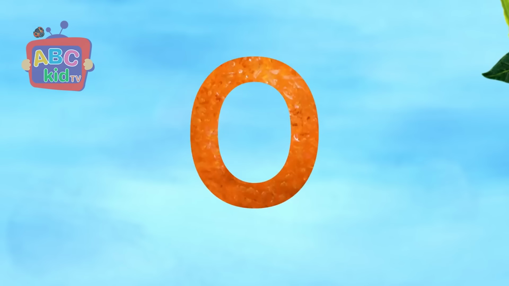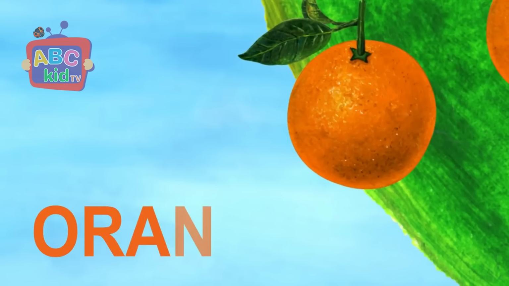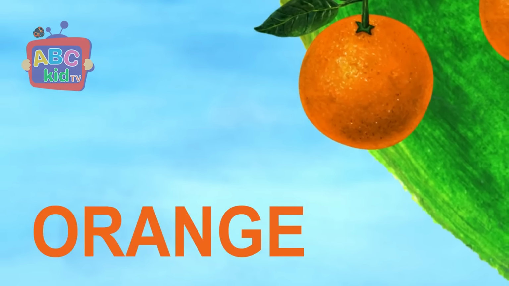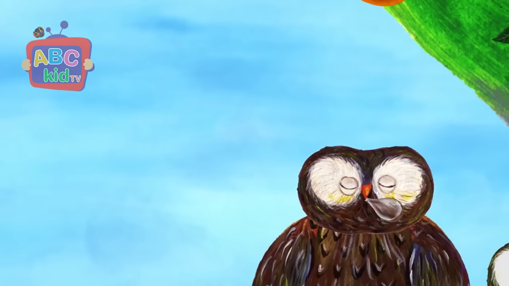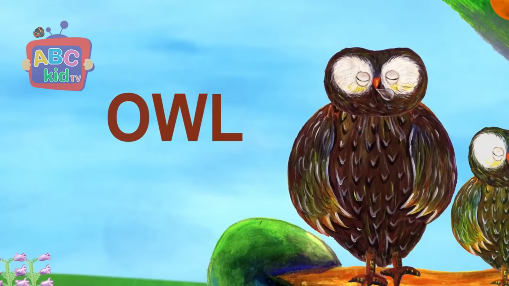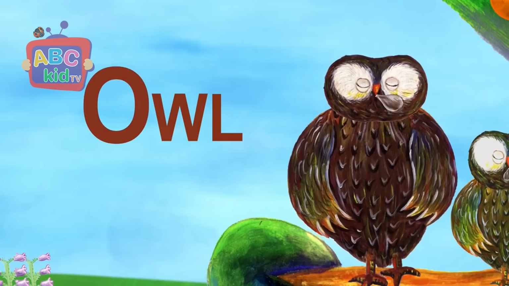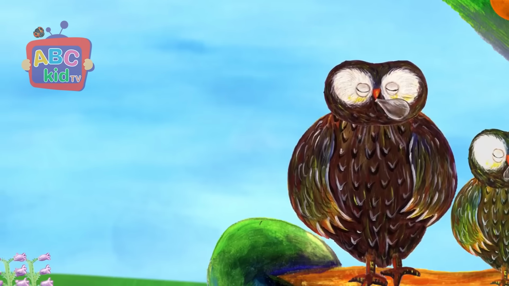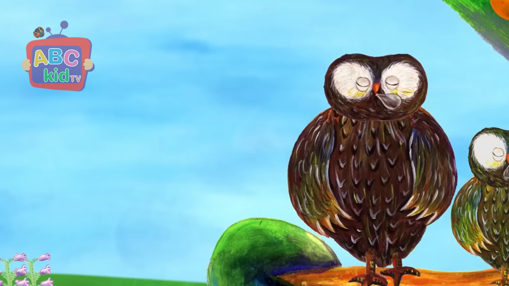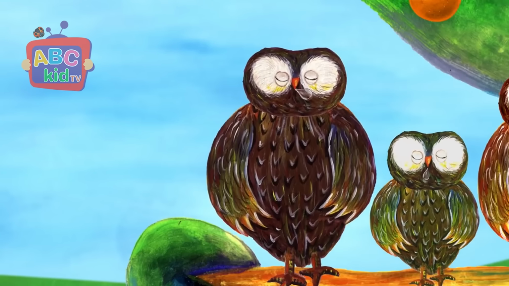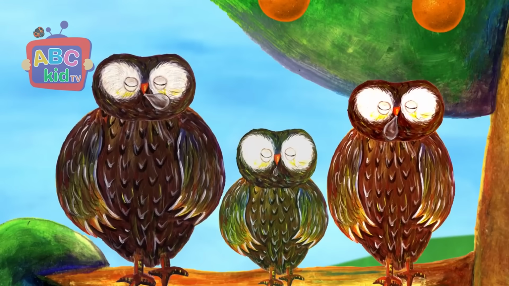The next letter is O. O. O is for orange. This is an owl. Owl also starts with O. What is the owl doing? It looks like he's sleeping. Actually, the whole owl family is sleeping.